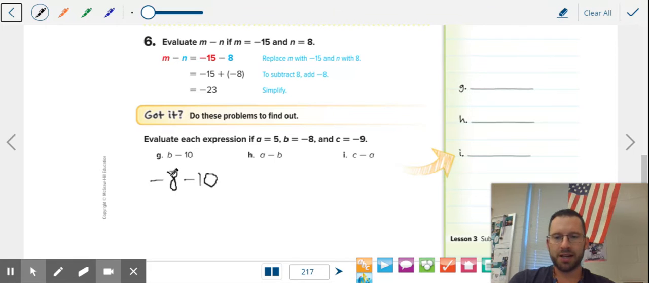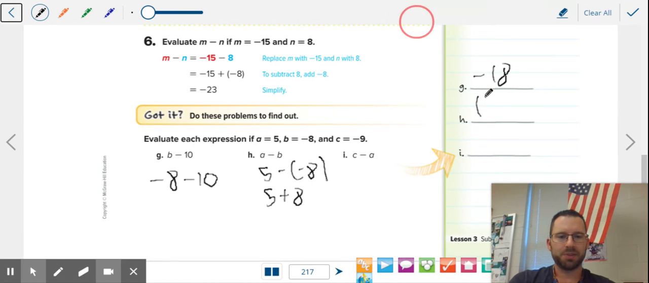Now, we're starting negative. We're getting more negative, so we're just going to add those two numbers together, negative 18. All right, a is 5. Take away a negative 8. So here we are, we're doing a double negative again. So change to addition. The opposite of negative 8 is positive 8. 5 plus 8, 13.